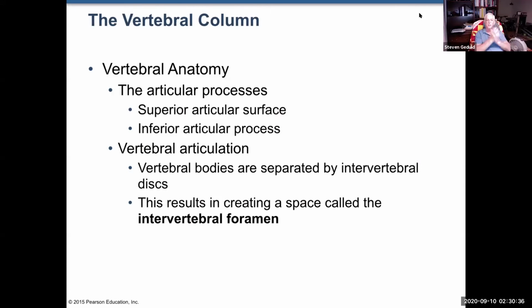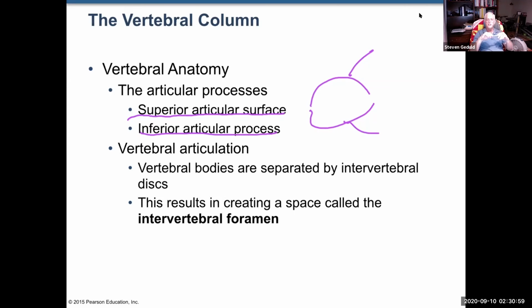All right, vertebral column still. You have articular processes. They line up to form an arch and they form the canals, the foramen. You have a superior articular surface and an inferior articular surface. These two surfaces come together from different vertebrae. One forms this arch and the other forms this arch. This is your superior, this is your inferior.